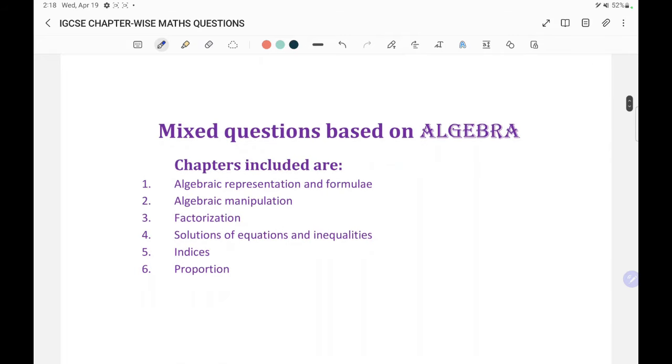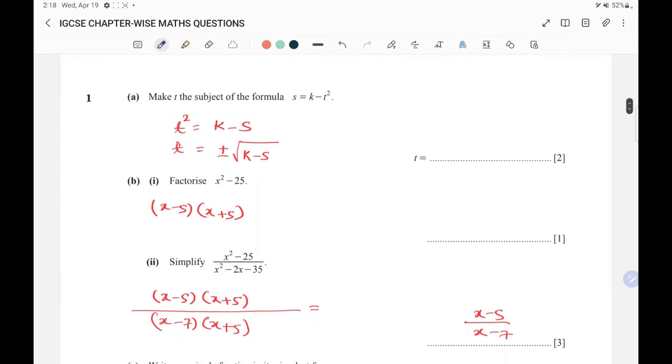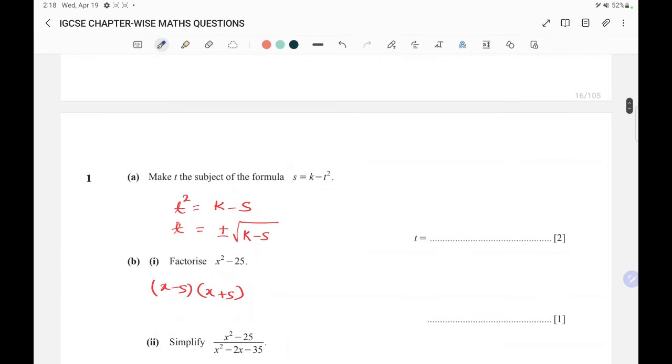Okay, now we came to algebra. This algebra question will include these subtopics. So come to this first question. Make t the subject of the formula. Just shift t square to the left side and s to the right side. So minus t square will be plus t square, and this s will go to this side, which is k minus s. Now apply the root, but plus minus we have to apply. So t equals plus minus root k minus s.